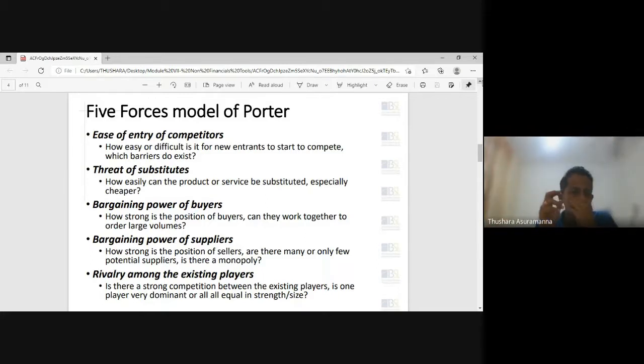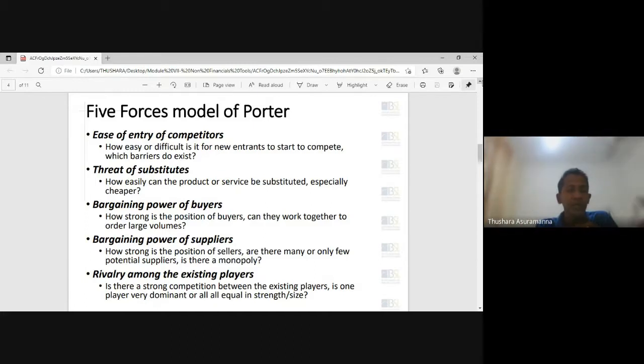How easily can the product or service be substituted, especially by something cheaper? You are trying to produce a product and there may be similar products outside, so what are the threat levels? How easily can customers switch to the substitutes, which has an impact on your product or service. How strong is the position of buyers? Can they work together to order large volumes? Are there many, or only one? What impact could the buyers create on your product and services?